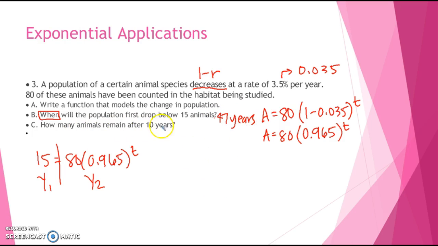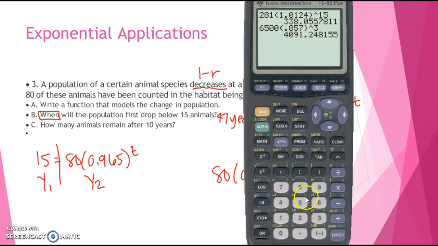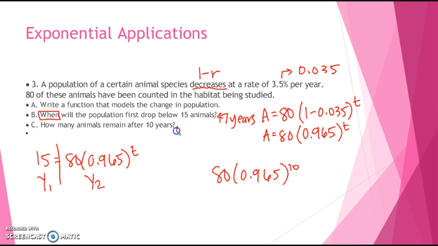And the last one, how many animals remain after 10 years? I'm just going to plug in 10 for T. And I'll go back to my calculator, get out of my graph, and we have 80 times 0.965 to the 10th power. And we get 56. So we got about 56 animals after 10 years.